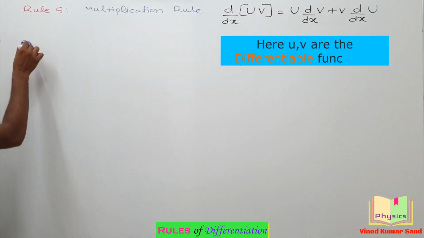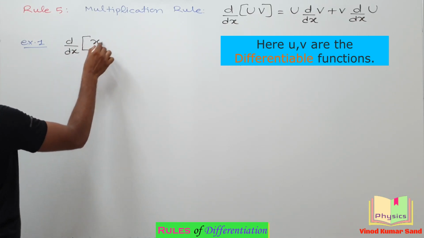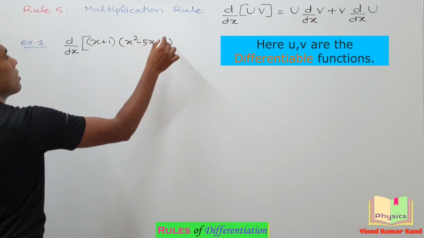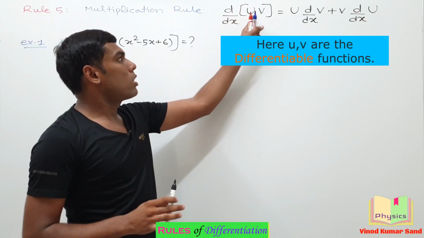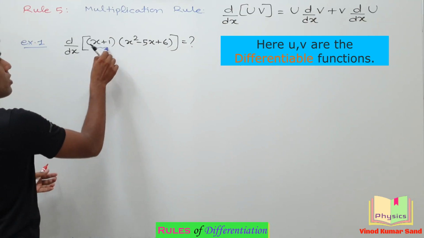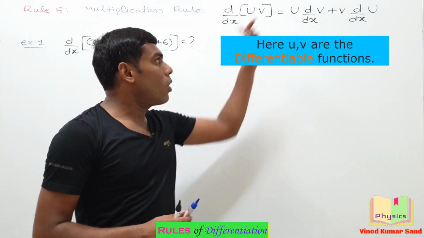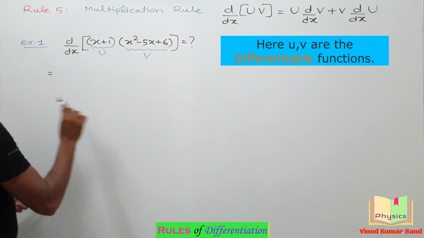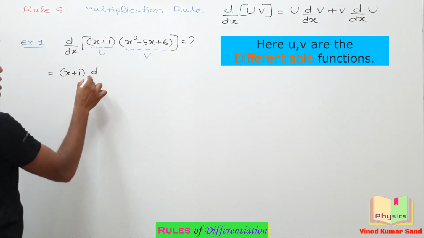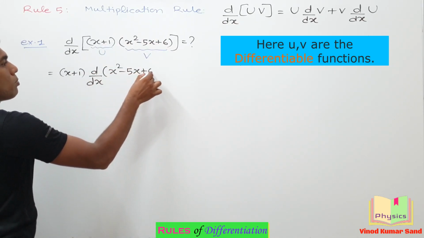Example number 1. Suppose someone asks us how much is d by dx of (x plus 1)(x square minus 5x plus 6). You can solve it using this rule. U and v both are differentiable functions. So this can be treated as u and this entire bracket can be treated as v. Now according to this rule, first you keep the u outside. It means we'll keep the x plus 1 outside and we will differentiate the v, it means x square minus 5x plus 6.